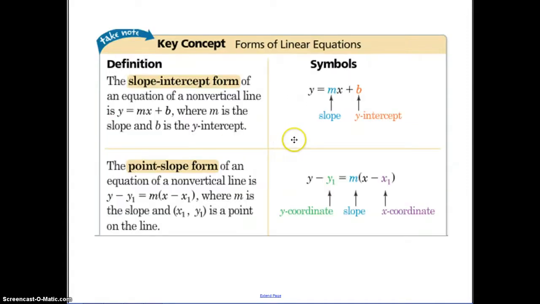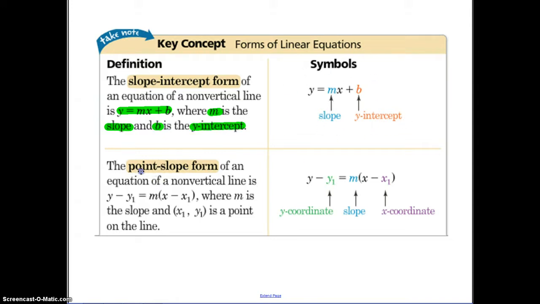Now, go back and remember your equations of lines. Slope-intercept form is y equals mx plus b. M is the slope and b was your y-intercept. Alright, so there's a good picture to remember all of that.